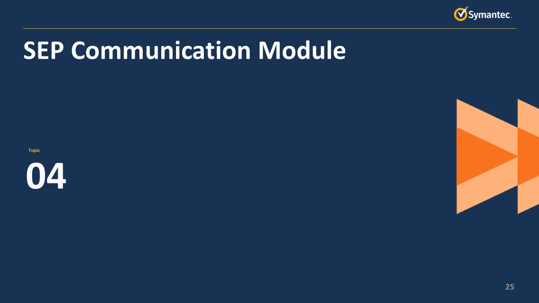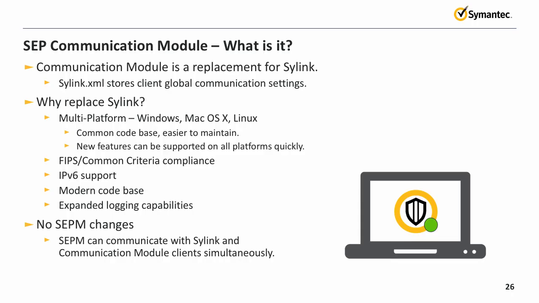This is the SEP Communication Module topic. What is the SEP Communication Module? Communication Module is a replacement for Sylink. The Sylink.xml file stores client global communication settings and can be used to restore a client to a managed state.